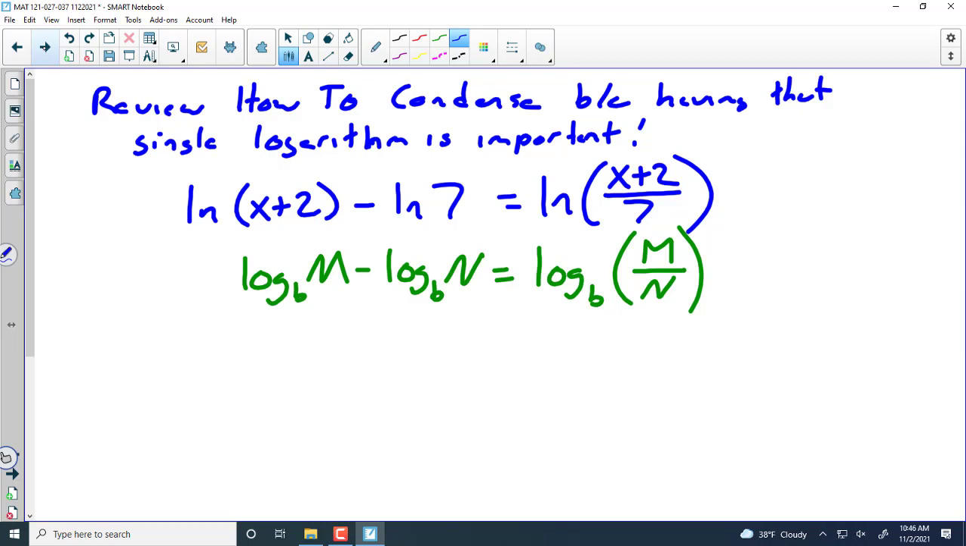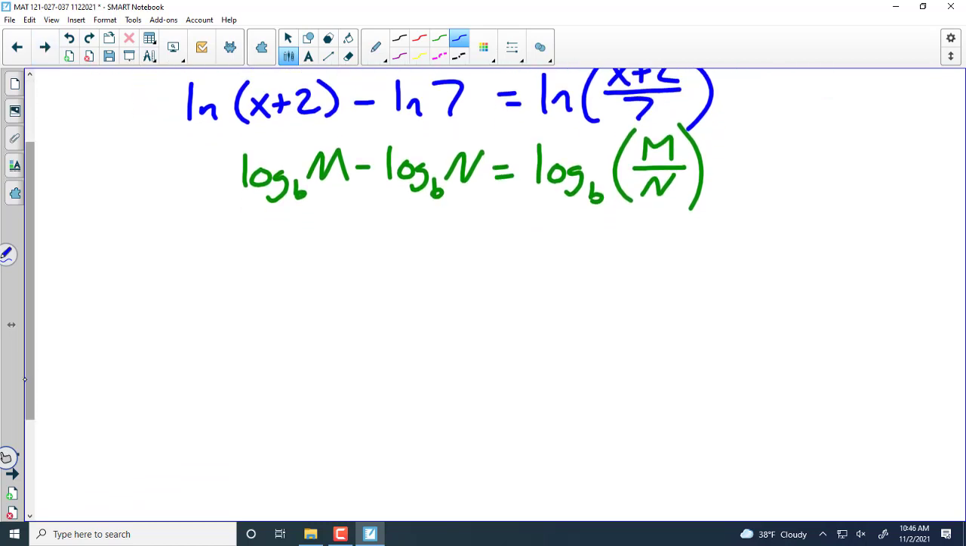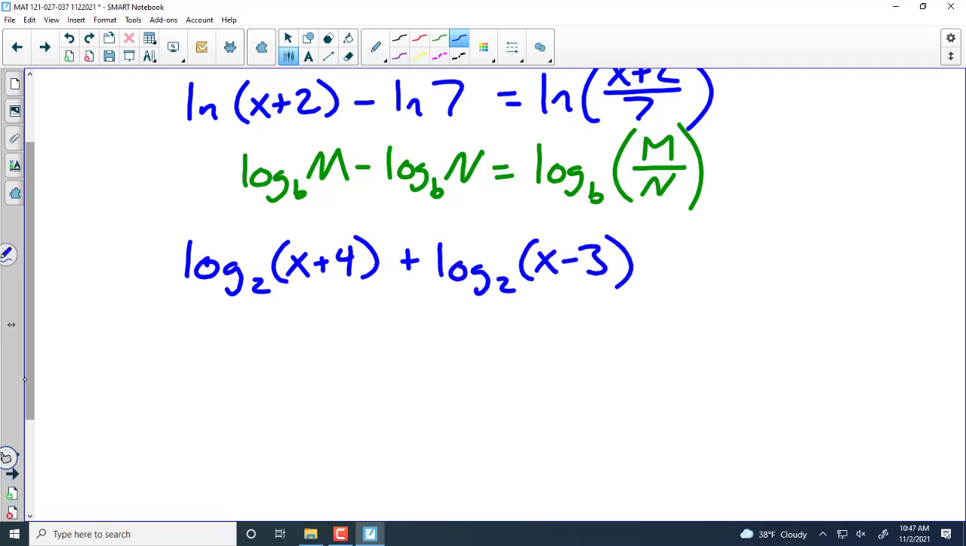Done. What's the point of that? We will see problems today where before we can work with them, we need to make sure we just have a single logarithm. That's why we need to be able to do this. We might see a problem like this today, where there's x's running around everywhere. But we can't do very much if we have multiple logarithms. So there's got to be a way to turn that into just one logarithm.